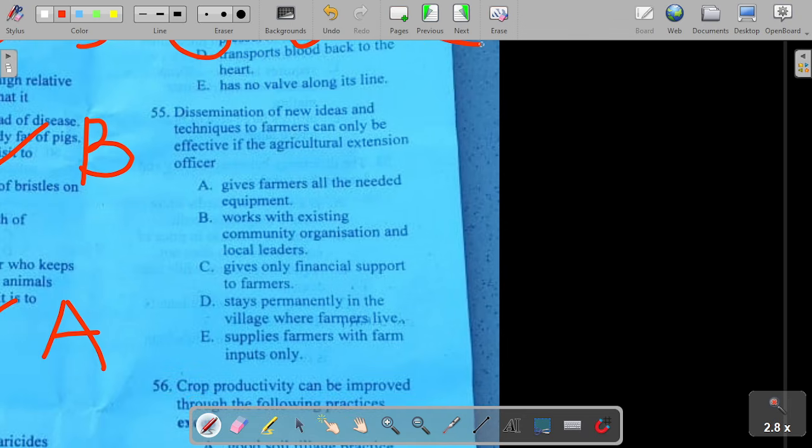Number 55. Dissemination of new ideas and techniques to farmers can only be effective if the agricultural extension officer A gives farmers all the needed equipment, no. Works with existing community organizations and local leaders, that would be nice. Gives only financial, no. Stays permanently in the village, no. The answer is B.